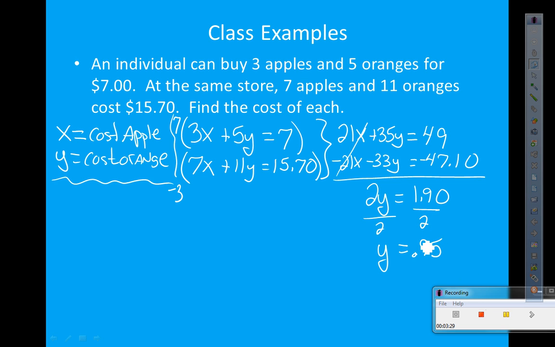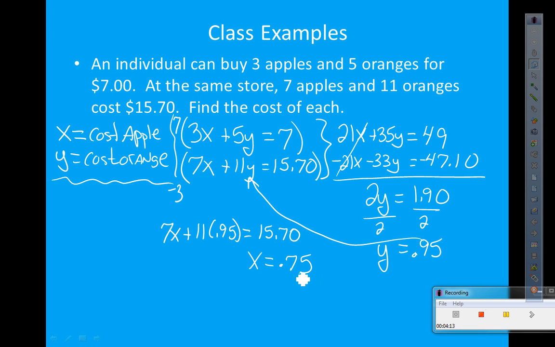So just like we did last time, I'm going to plug 0.95 right in there. Or in the top, that part doesn't matter. I'm going to go 7x plus 11 times 0.95 equal 15.70. And we're going to solve that for x. Once I solve that for x, I got x to be 0.75. But I'm not done yet.